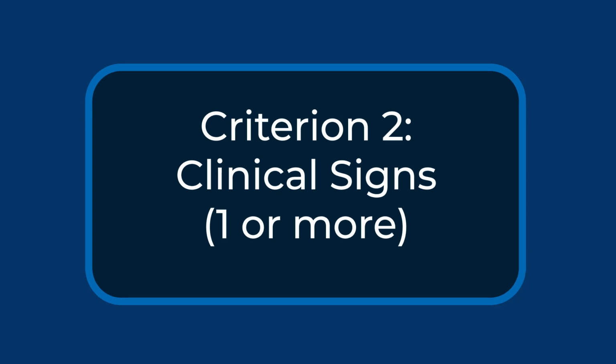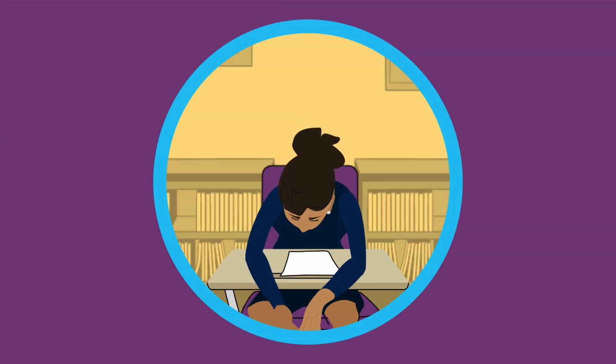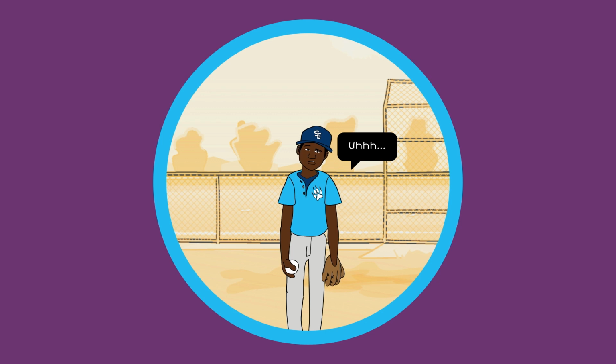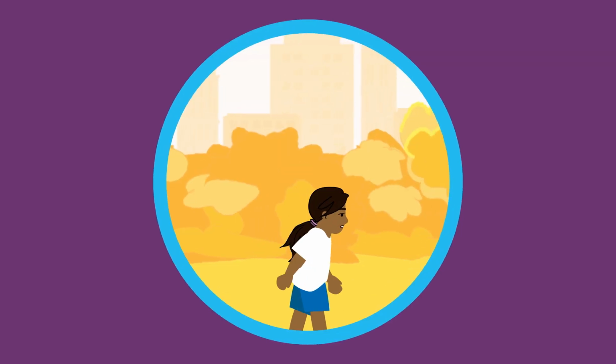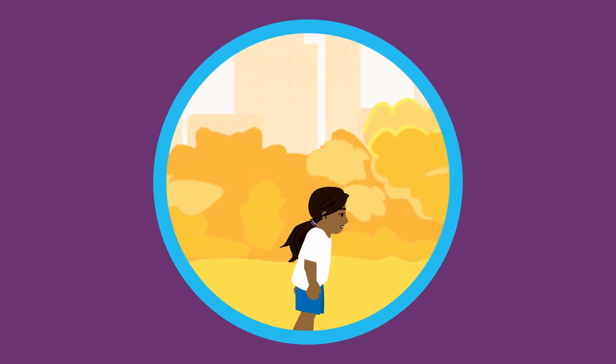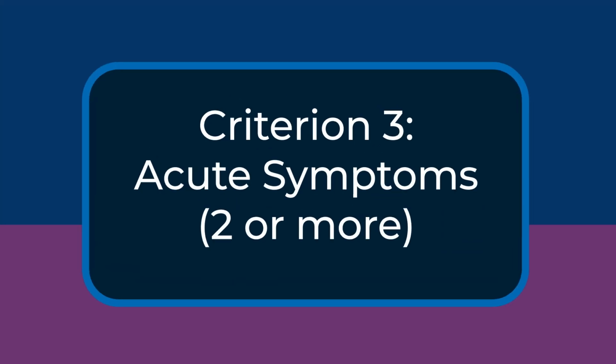Criterion 2. 1 or more clinical signs that present immediately after the injury. A young girl slumps over her desk. A baseball player stares blankly and shrugs his shoulders. A text bubble above a lacrosse player reads, "I don't know." These may include loss of consciousness, alteration of mental status, such as acting confused, disoriented, or dazed, complete or partial amnesia, acute neurological signs, such as motor incoordination or seizure.